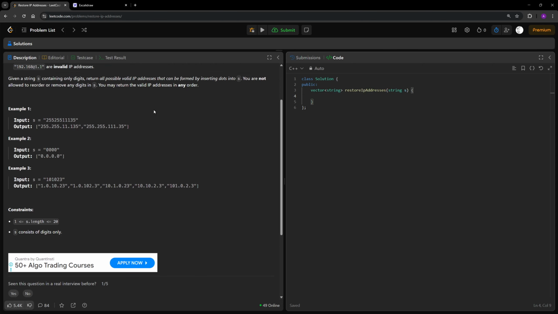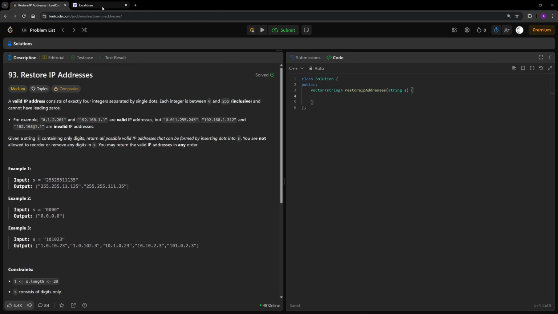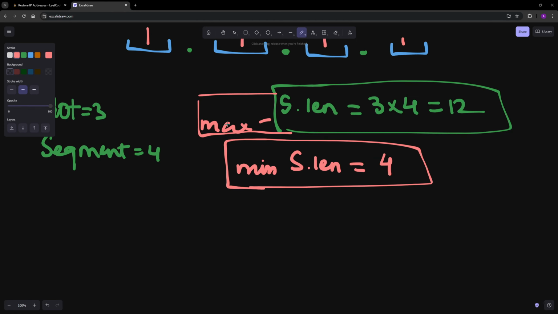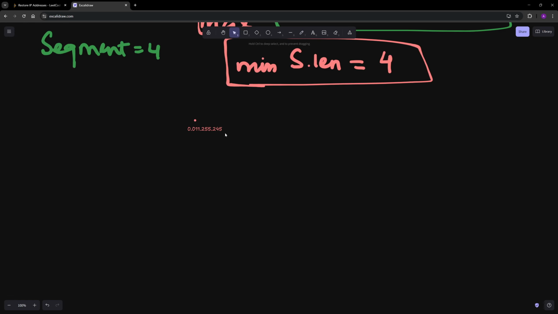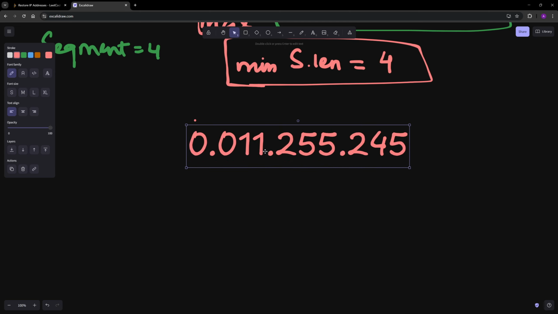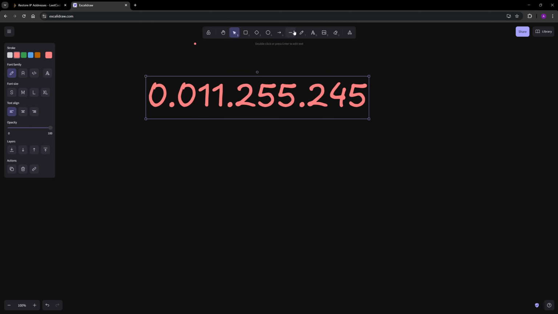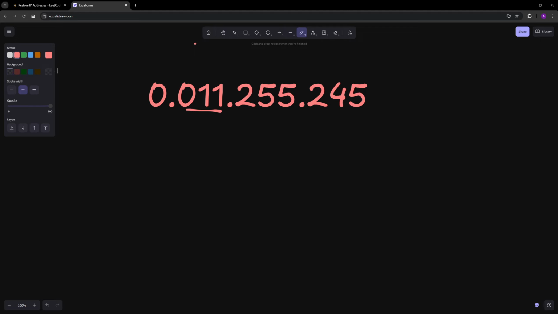So with this clear, let's go ahead and understand what further optimization you can do over here. But before that optimization, the question says that this becomes an invalid string, IP address. Why is this invalid? Because this segment starts with 0, and it has further digits after it.